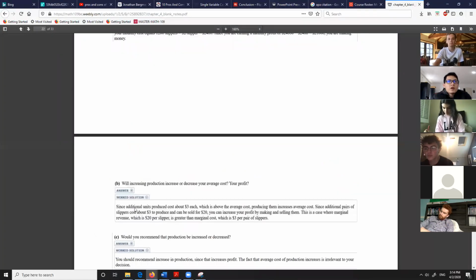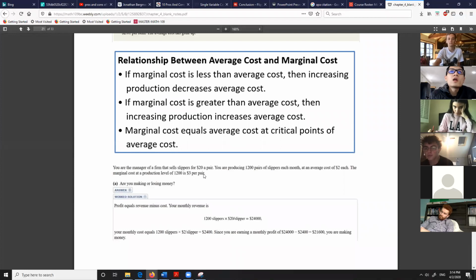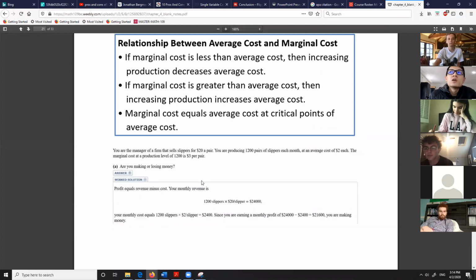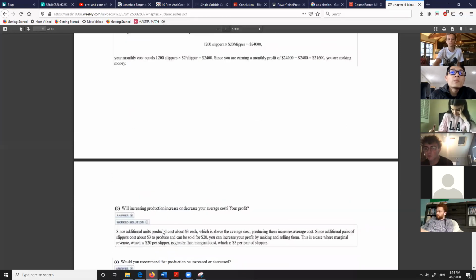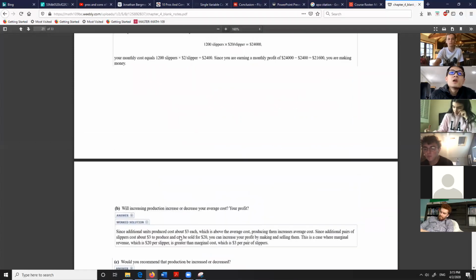Okay, let's go over the answer. Now, we know that additional units produced cost about $3. That is from here. $3 per pair for marginal cost. So each additional unit, when you are making, you have to spend $3 each. And this one is what? It's above the average cost. The average cost is only $2. Your marginal cost is $3. It's above. So that is above the average cost. So now, if you are producing more and more and more, then you are increasing the average cost as well.